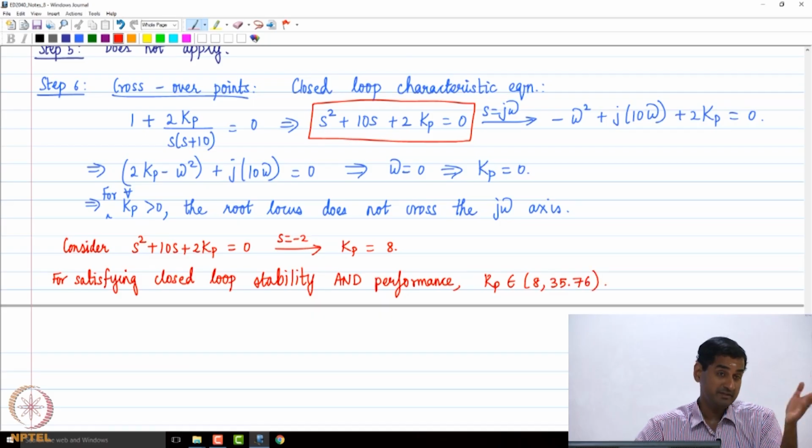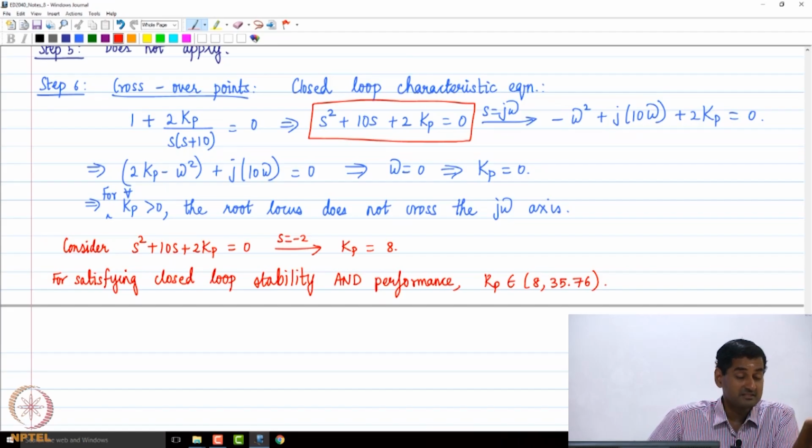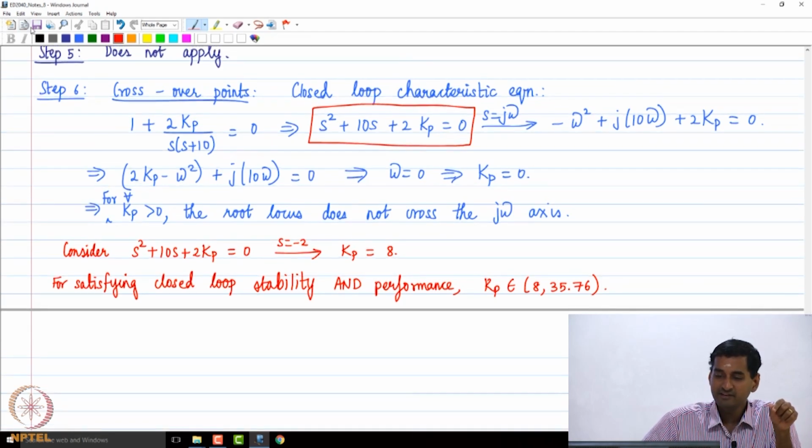Okay. So please note that, initially, Kp was a real number between minus infinity and plus infinity. Stability essentially reduces that region by half, to only 0 to infinity. But that's once again a big region, right? So through this analysis, we have figured out that 0 to infinity will give me closed loop stability, but 8 to 35.6 will give me performance also, the way I desire it, right? So don't you think this is a very useful tool to know?